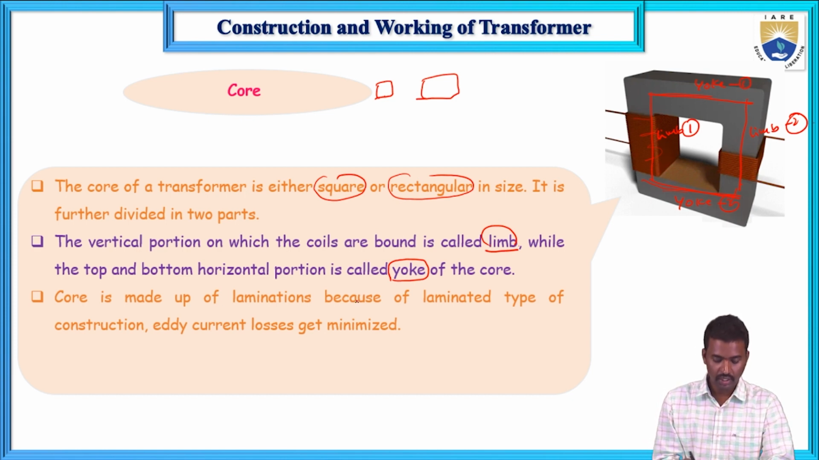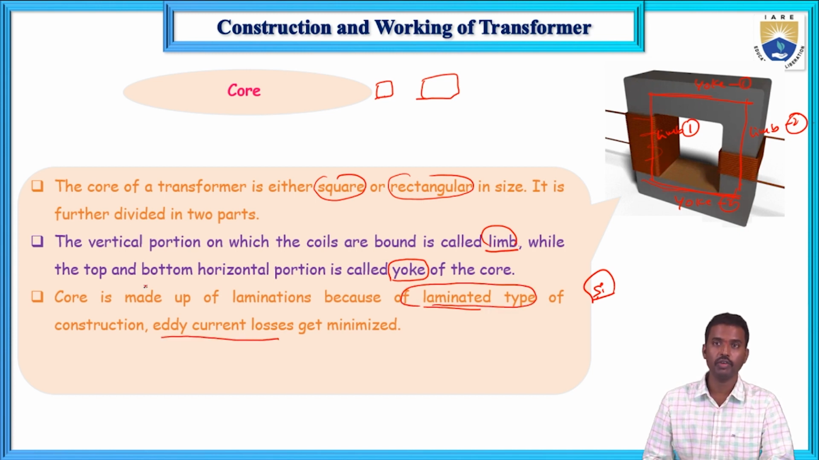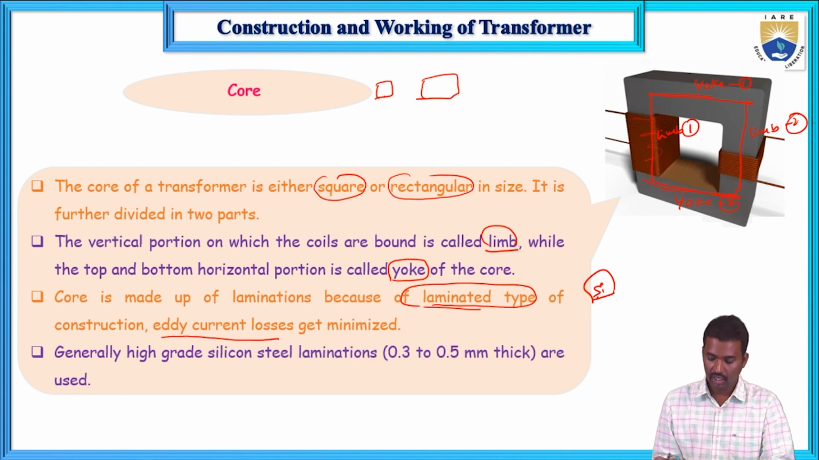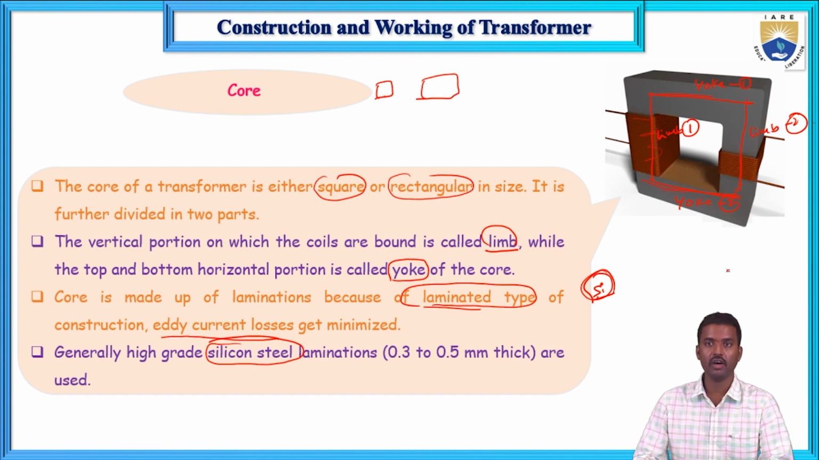Now here next part, the material used for this core is laminated, and the material is silicon steel, to reduce the hysteresis losses. And next, this is laminated construction. So why we are using laminated construction here? To reduce the eddy current losses. The laminated type of core we will use. Next, silicon steel material is used to reduce the hysteresis losses.